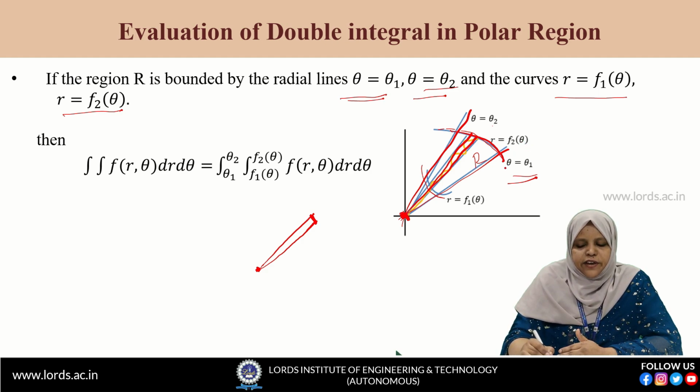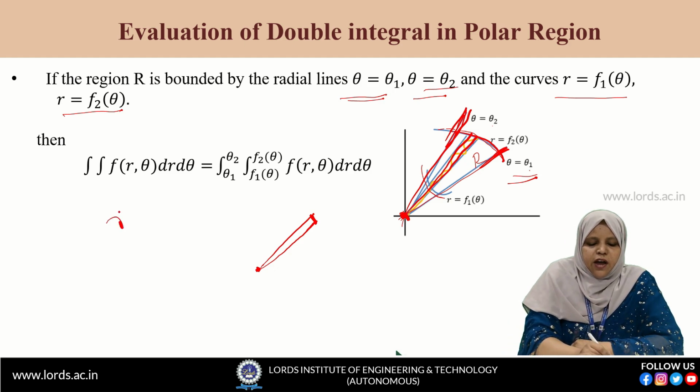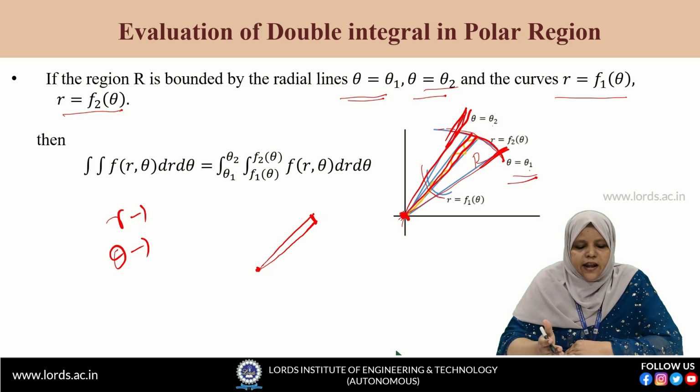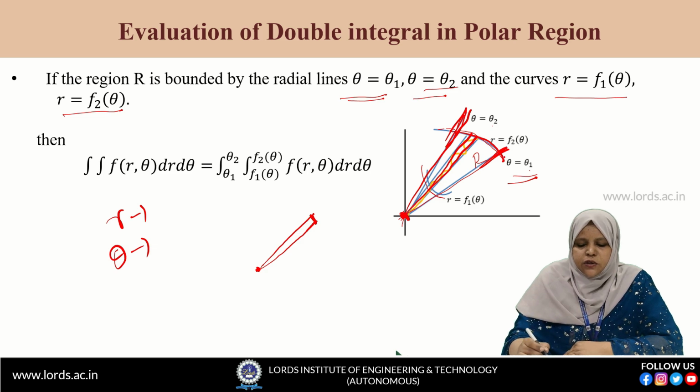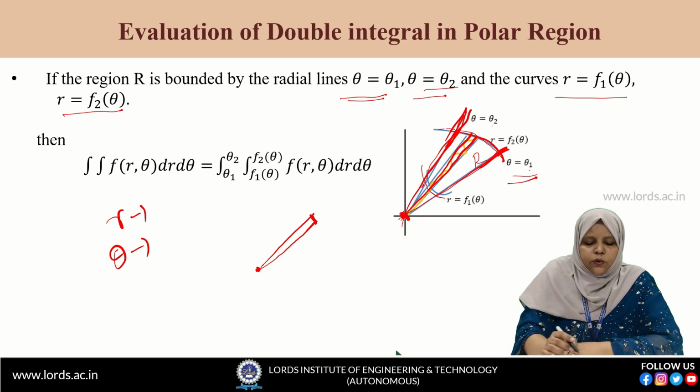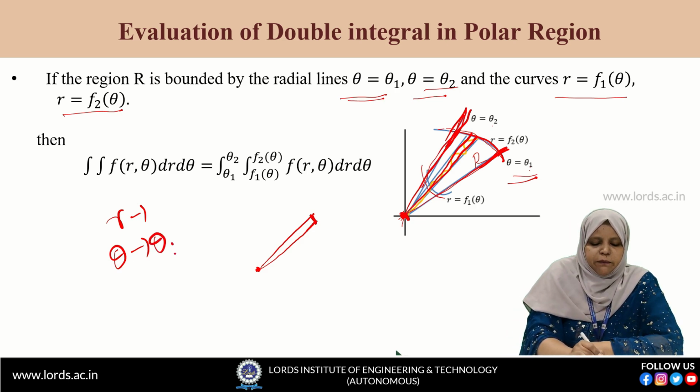If I move my wedge from theta is equal to theta 1 to theta is equal to theta 2, the whole region is going to get covered. Okay. So again here, to get the limits of r and theta, I'll be seeing the ends of the wedge and from where to where I am moving the wedge. Since I am moving my wedge from the line theta is equal to theta 1 to theta is equal to theta 2, the limits of theta will be nothing but theta 1 to theta 2.